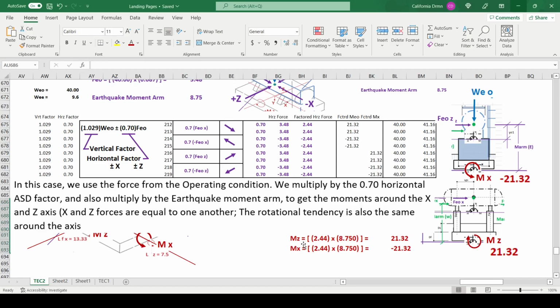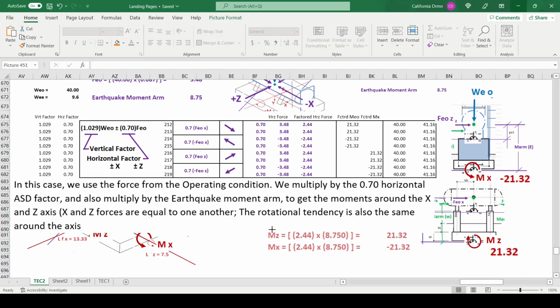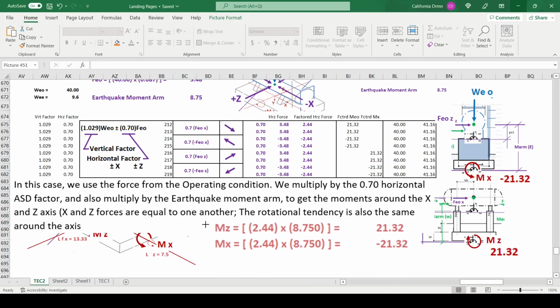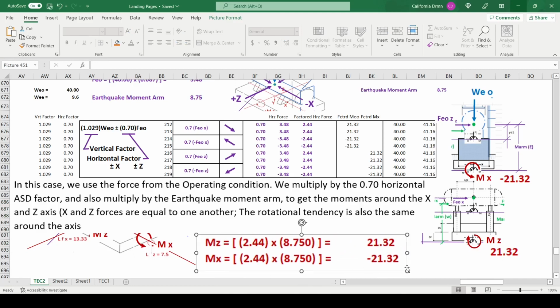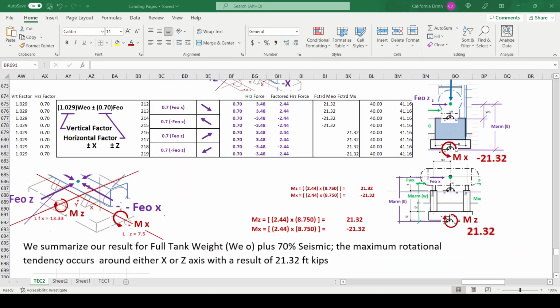The rotational tendency is also the same around the axis. We summarize our result for full tank weight, WEO, plus 70% seismic. The maximum rotational tendency occurs around either X or Z axis with a result of 21.32 foot kips.